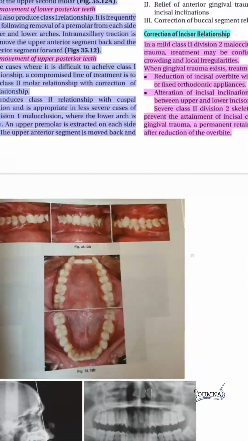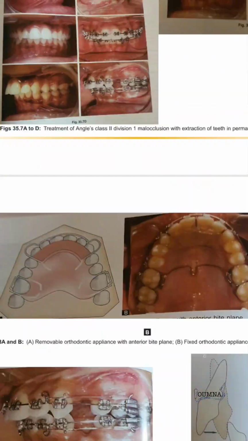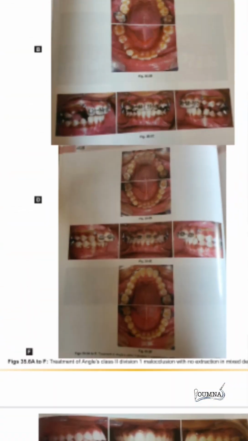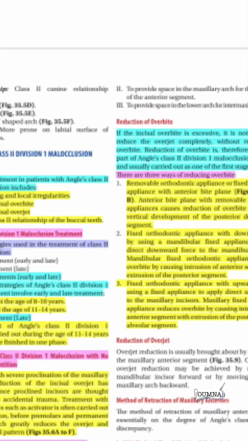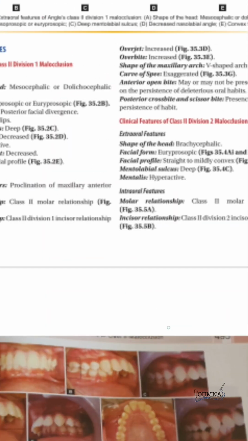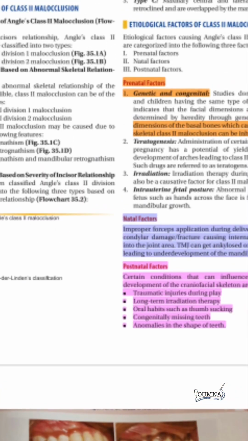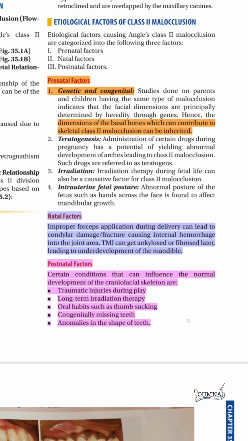Now let's see what are the etiological factors that led to this malocclusion to know what is the appropriate stages of the treatment. The first is the heredity, the genetic and the congenital, where we have the dimensions of the basal bones that contribute to this malocclusion, that they are inherited.